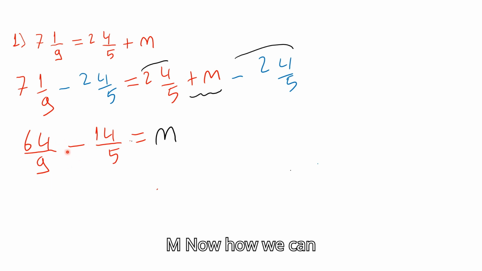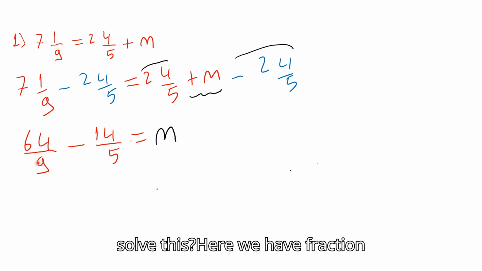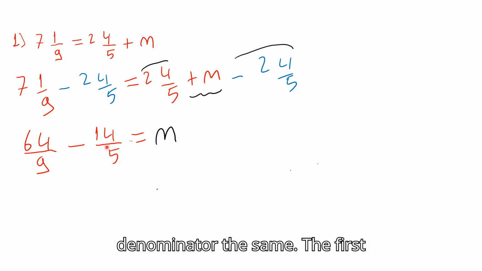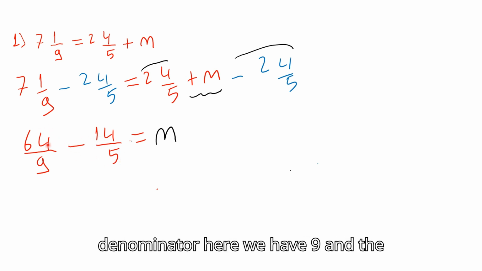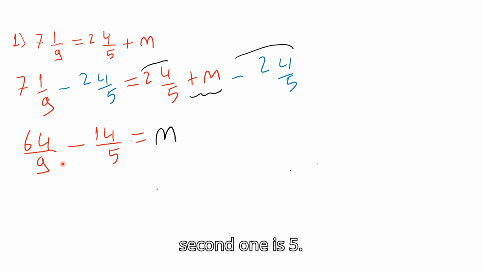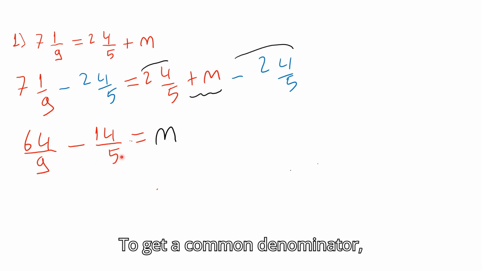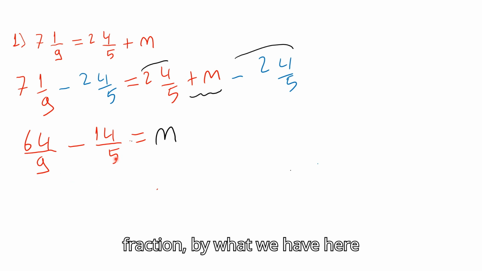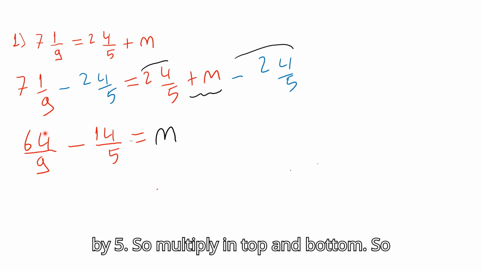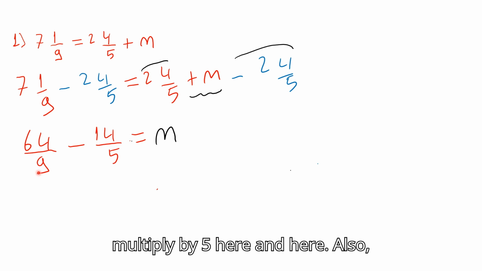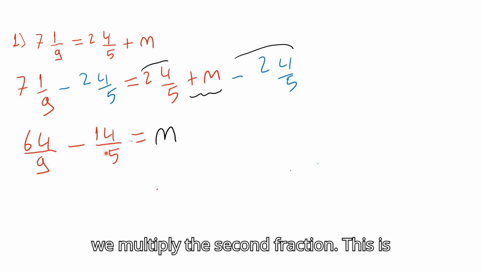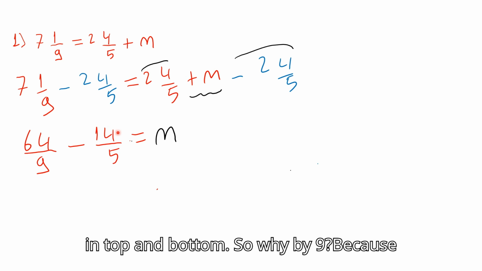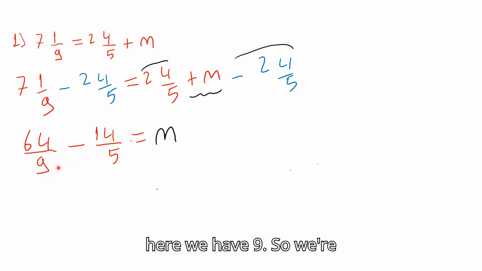Now, how can we solve this? Here we have fraction minus fraction. To solve this, we need to make the denominators the same. The first denominator here is 9, and the second one is 5. To get a common denominator, multiply the first fraction by 5, in top and bottom. So multiply by 5 here and here. Also, we multiply the second fraction by 9, in top and bottom. Why by 9? Because here we have 9.